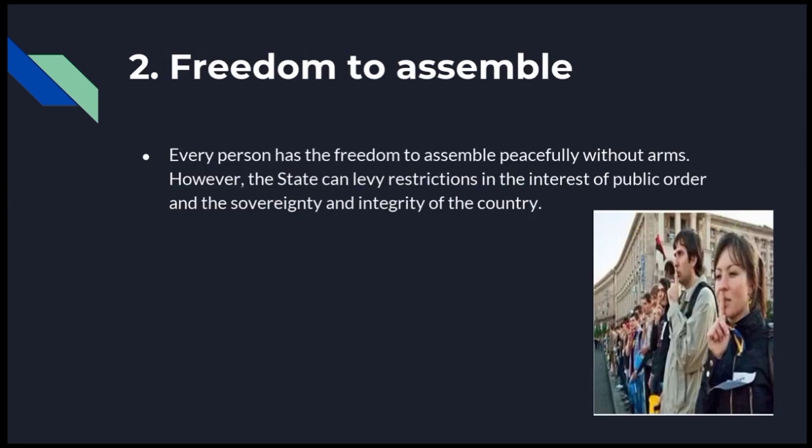Now, the second fundamental freedom is freedom to assemble peacefully without arms. Every person has the freedom to assemble peacefully without arms. However, the state can enforce a restriction in the interest of public order and the sovereignty and integrity of the country.